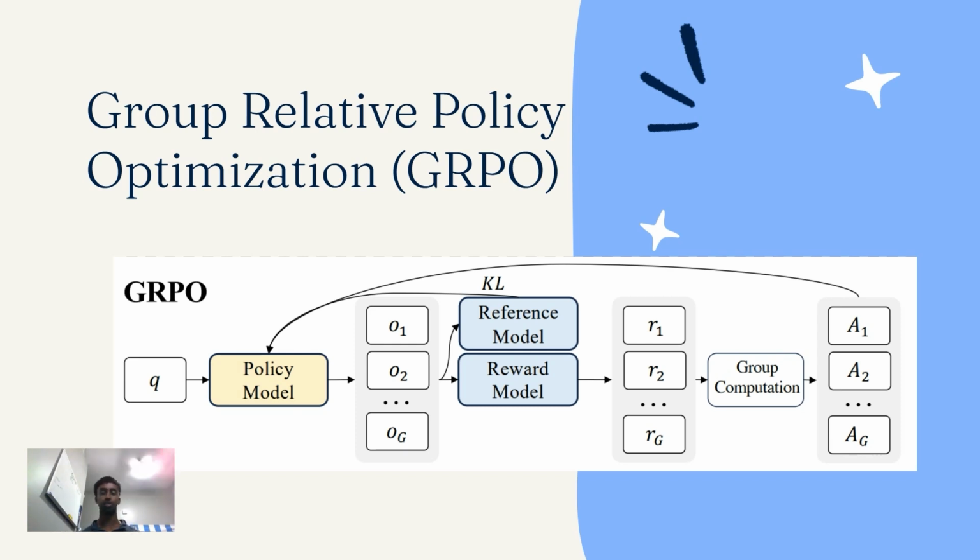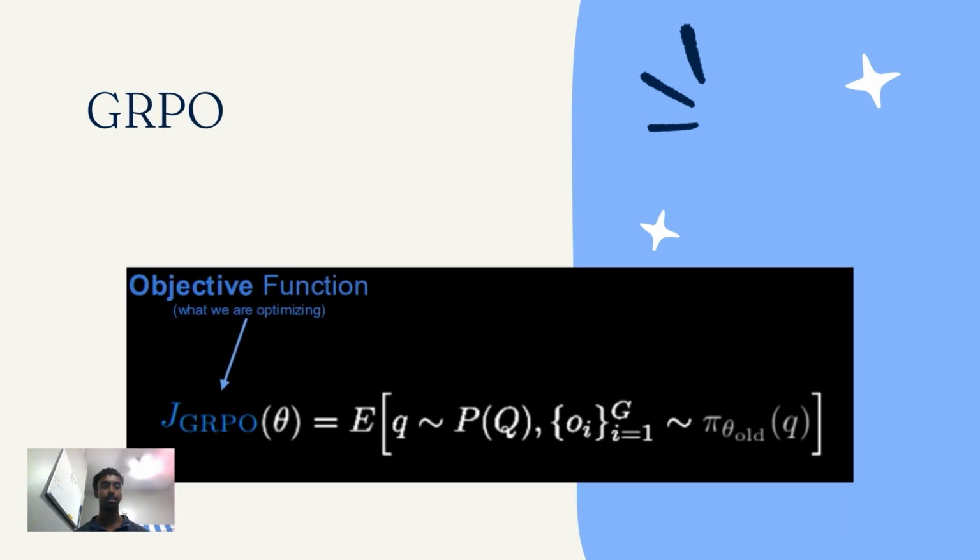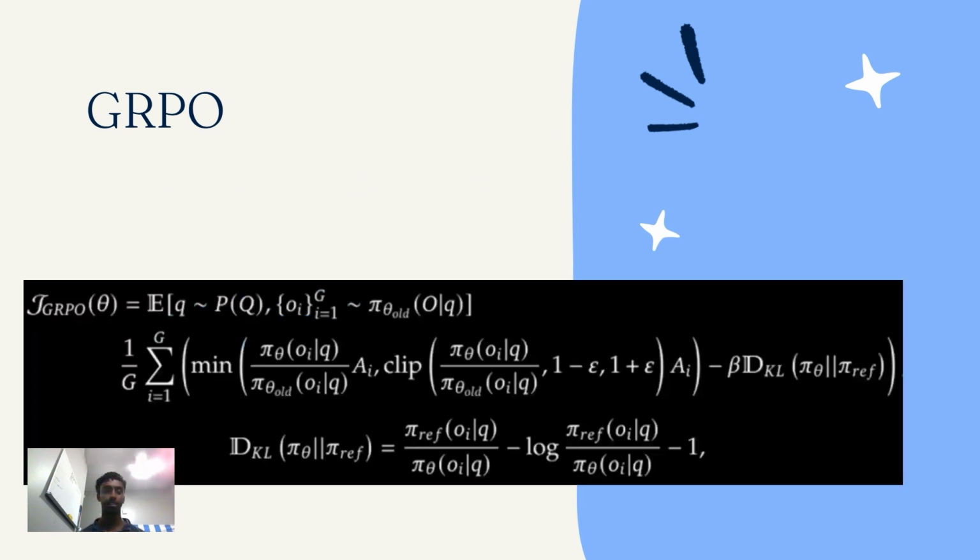Using group computation, we compute the corresponding advantages for all of these rewards and feed this along with our KL divergence back into our policy model. And we use group relative rewards instead of the learned value baselines that we had in PPO. So our objective function to start off is the expectation over G outputs. And here we'll see that it gets a little bit more complicated, a lot more terms, but once we break it down, it's not too bad.